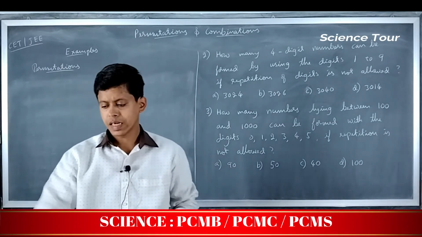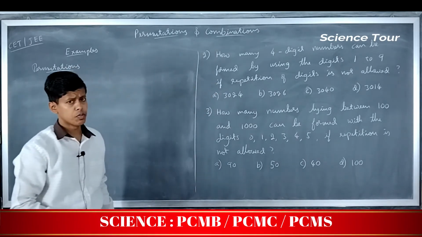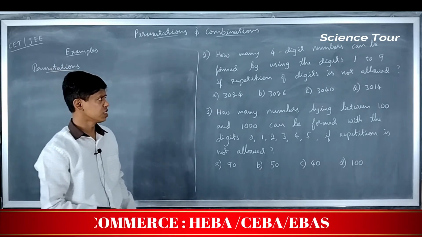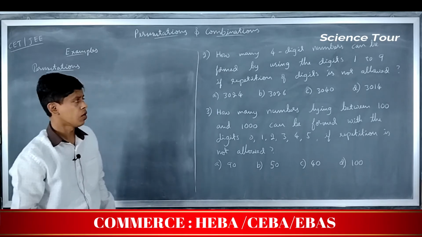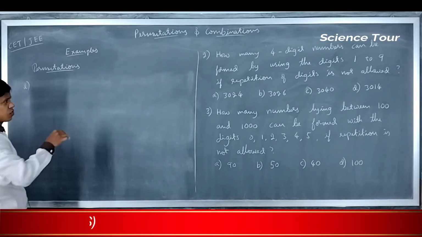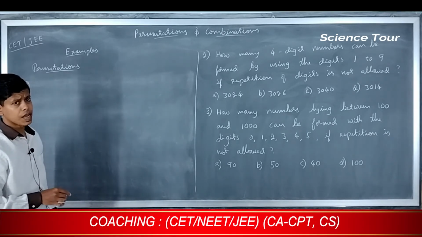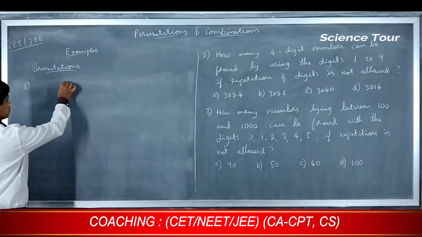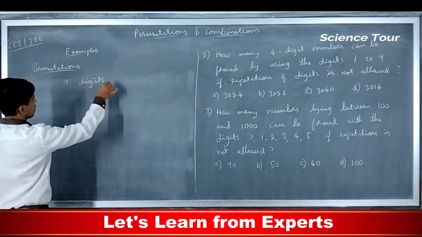Well, now let us look at the second question here. How many 4-digit numbers can be formed by using the digits 1 to 9 if repetition of the digits is not allowed? So you need a 4-digit number, which is quite a straightforward question. All right. So how many digits are available to you? 1 to 9. So there are 9 digits available.